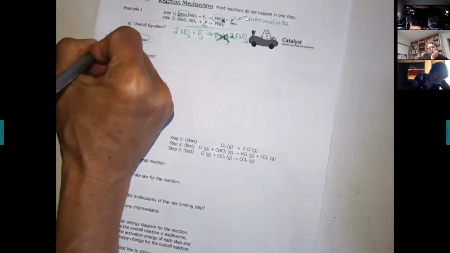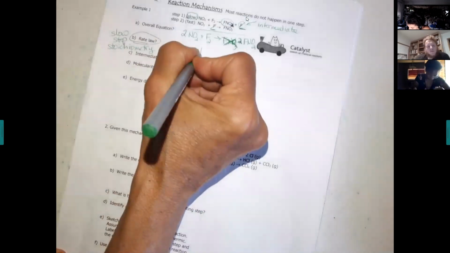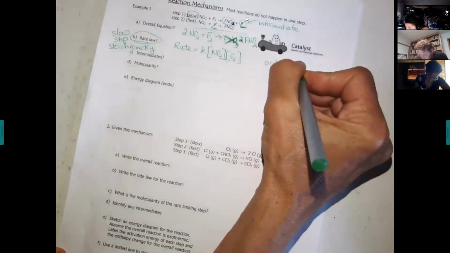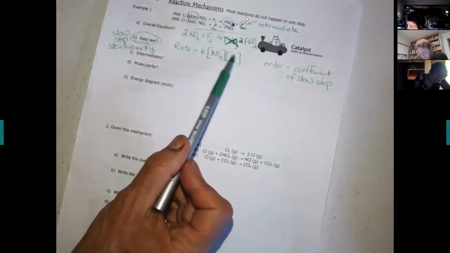All right, the rate law is the slow step. Stoichiometry means the balanced equation. So we write rate equals k. You always start like that. And then we put a bracket and we have NO2. We have just one of them in the slow step. And then we have another bracket and we have fluorine. We have just one of them. That's it. So the order equals the coefficient of the slow step. Since the coefficient in the slow step was 1, the order is just 1 for both.